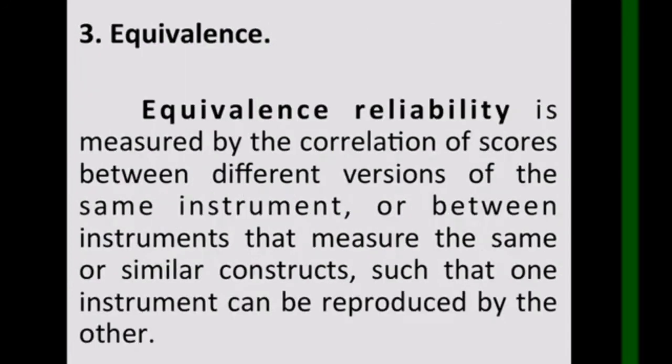questions. Now, equivalence. Equivalence reliability is measured by the correlation of scores between different versions of the same instruments or between instruments that measure the same or similar construct, such that one instrument can be reproduced by the other. Okay, ito naman equivalence, ibig sabihin, kung number 1, parang pareho lang yung sinasabi niya sa number 3. So, maaaring alisin mo na yung isa. Okay? At isa na lang yung itira mo kung meron silang pagkakapare-pareho.